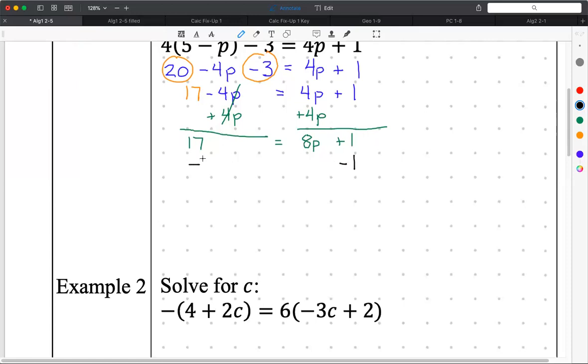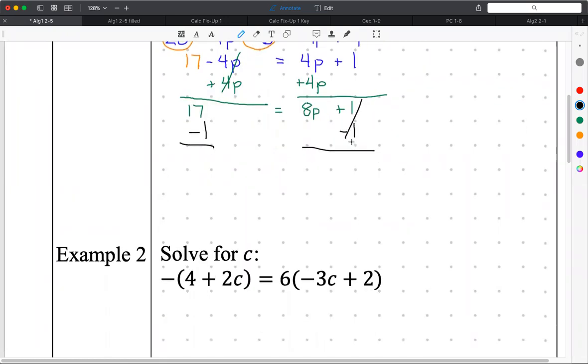So if I subtract 1 on both sides, then the 1's cancel out, and then what is our new equation after subtracting 1 from both sides? 16 equals 8p. There it is. Yeah, thank you.